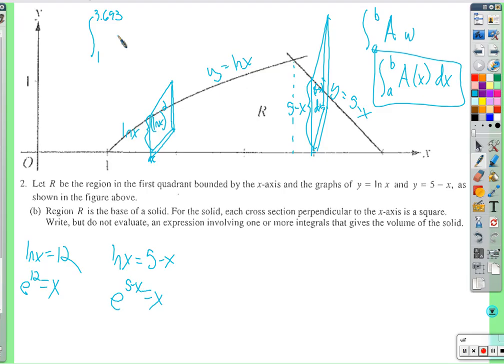All right, so we found the intersection point. We found this x value is 3.693. It also tells us this y value is 1.307. That's not really going to be necessary to know. And what are we integrating? Natural log of x squared dx. Very important: you will get marked down if you do not remember that dx.